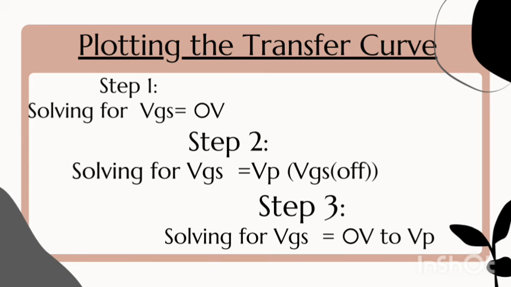To plot the transfer curve from the previous graph, there are several steps. The first one is solving the equation for VGS equals 0 volts. Step 2, we solve the equation for VGS equals VP, which is VGS(off). And lastly, we solve the equation for VGS between 0 volts and VP.